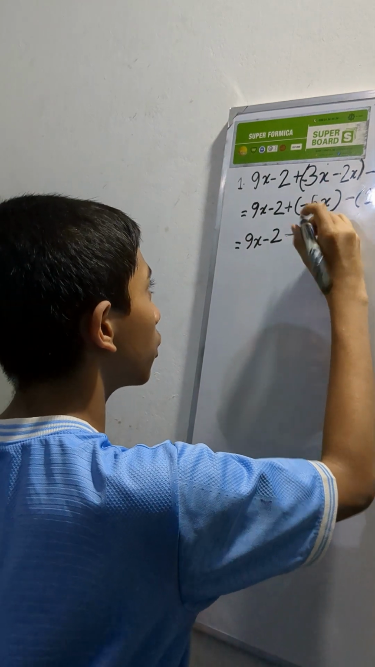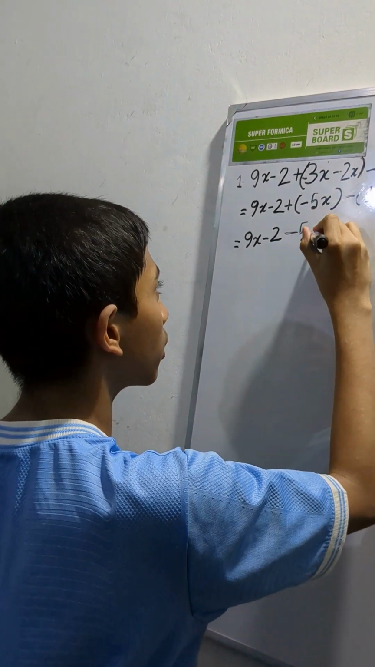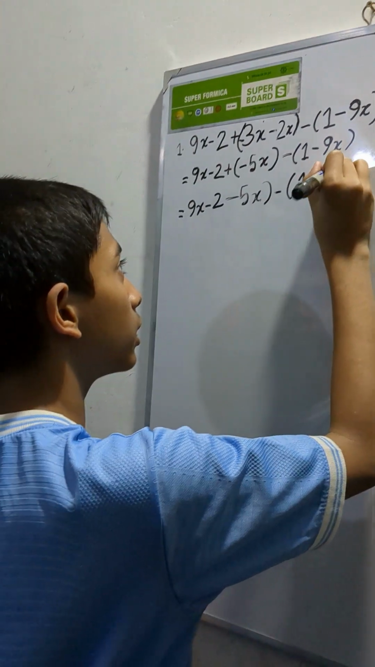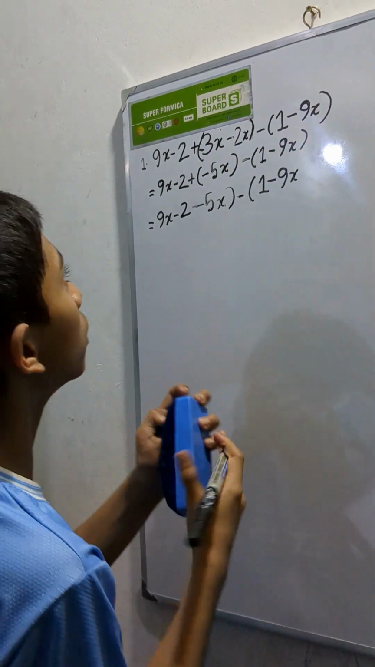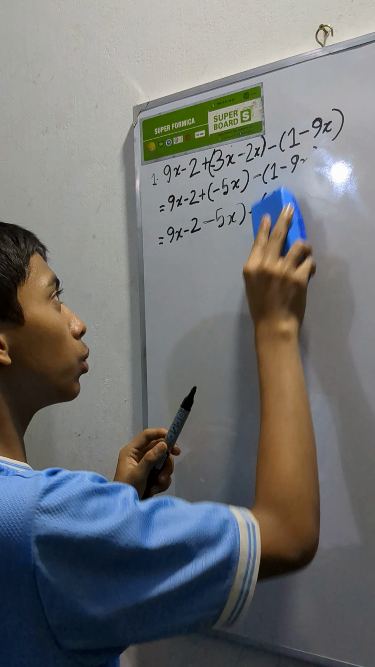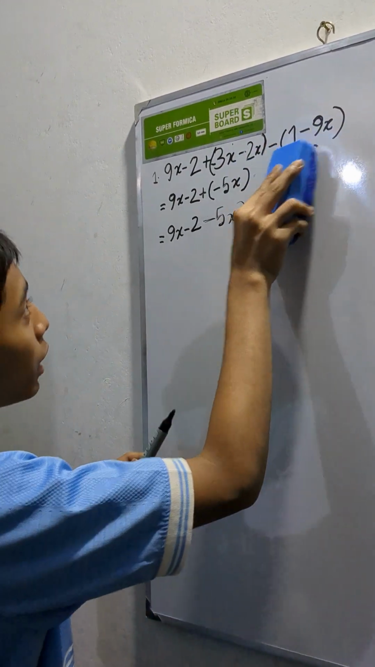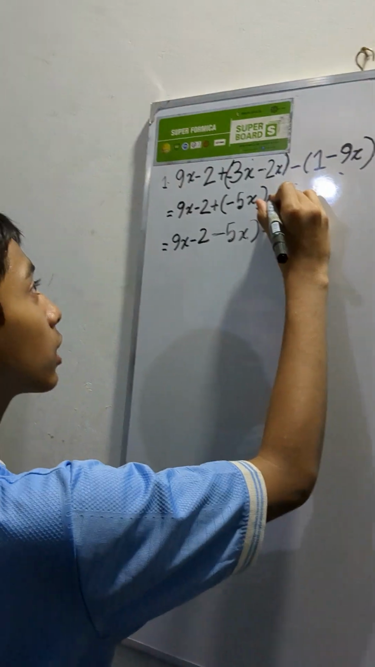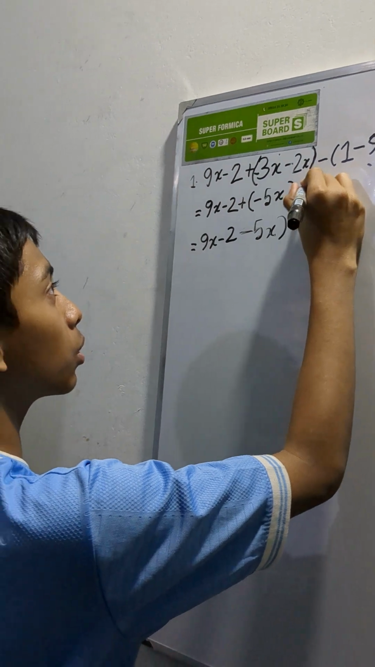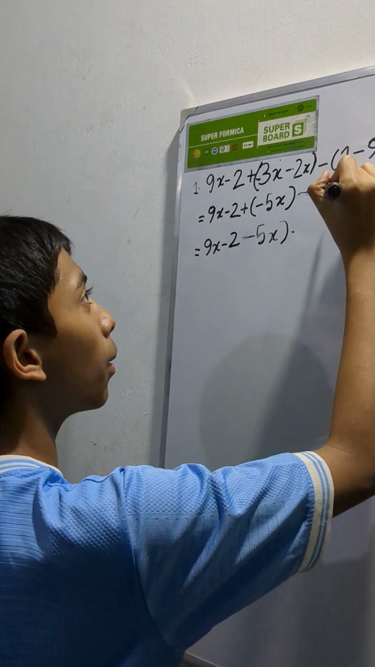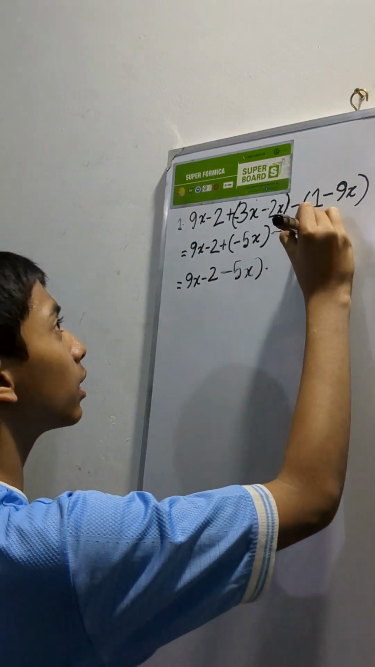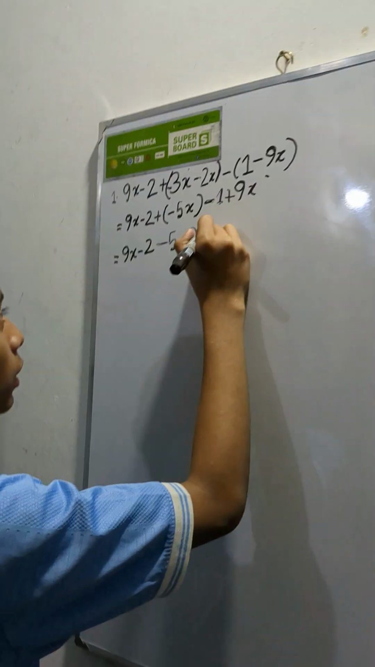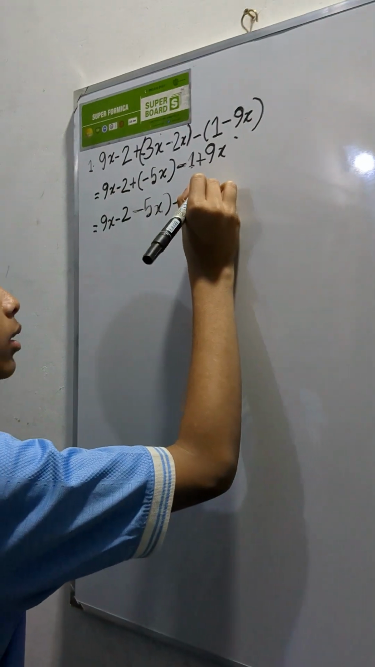Minus 5x. Then minus 1 minus. We know we should work inside the bracket, so here at first I will also do this math. Here's a minus sign, so I'll change the sign here. So minus 1 and plus 9x. Minus 1 plus 9x.